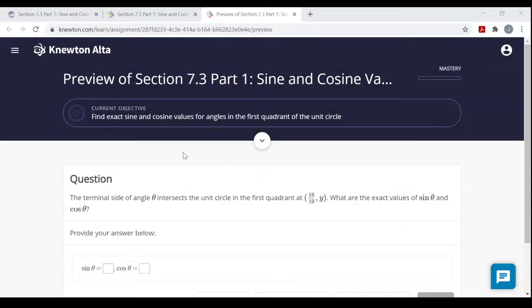Okay, so here's the preview. This is the KnewtonAlta homework, section 7.3 part 1. You've got your mastery bar as usual, showing you how far you've gone in the section, and the drop down for all the objectives and your progress on those objectives. There are only 2 objectives in this homework. There's a part 2 for section 7.3. So this objective is to find the exact sine and cosine values for angles in the first quadrant of the unit circle. So it's the first time I'm seeing this objective.